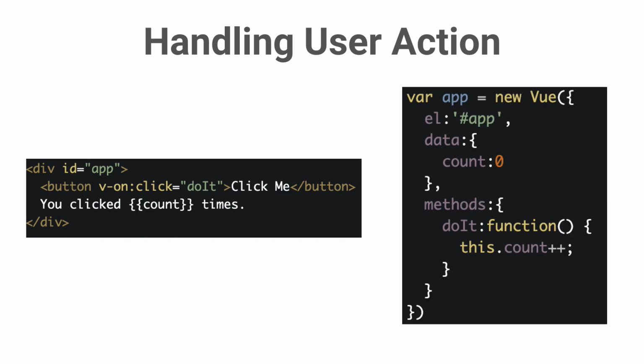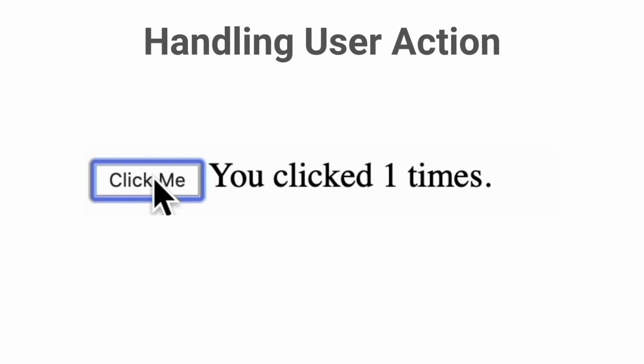Here is the doIt method in our Vue application. The method increments the value of the count item in the data model by 1 every time the button is clicked. Notice that in this method, we update the state of our app without touching the DOM. All DOM manipulations are handled by Vue. The code you write is focused on the underlying logic. Let's see this in action. Every time the button is clicked, the value of count in the data model is incremented by 1. You can see the value is changing because we are displaying it in the text.